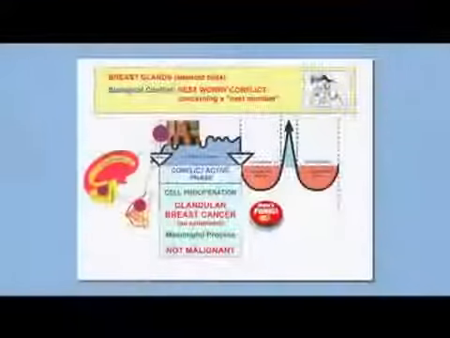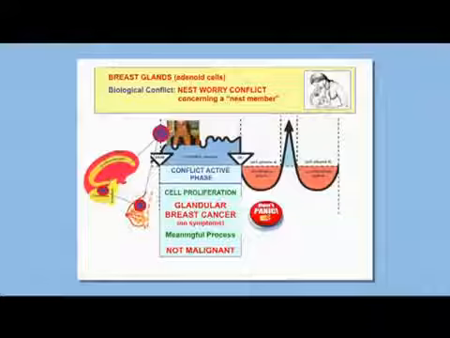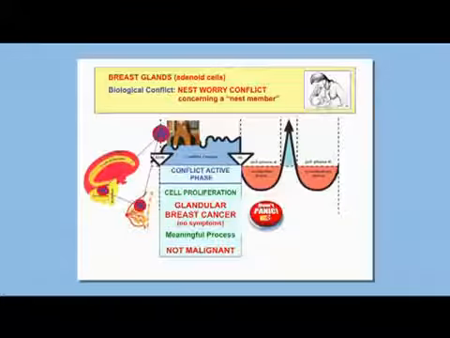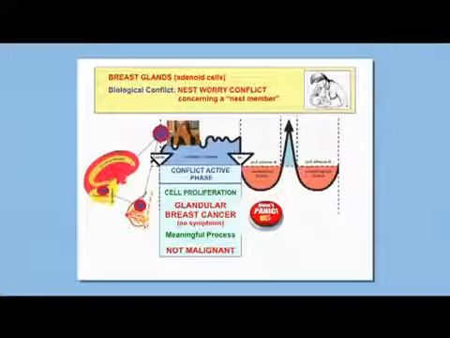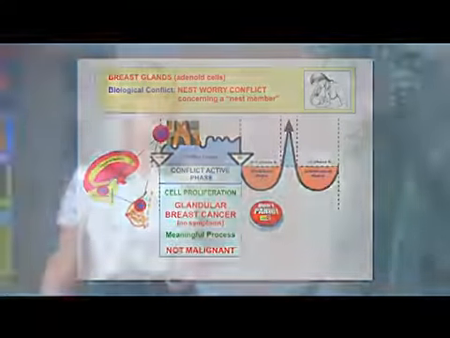What we have to realize now is that during the conflict active phase, there are no symptoms. So a woman that has a glandular breast tumor that is in the active phase will detect the tumor either through breast self-examination, or it will be detected through a mammogram.